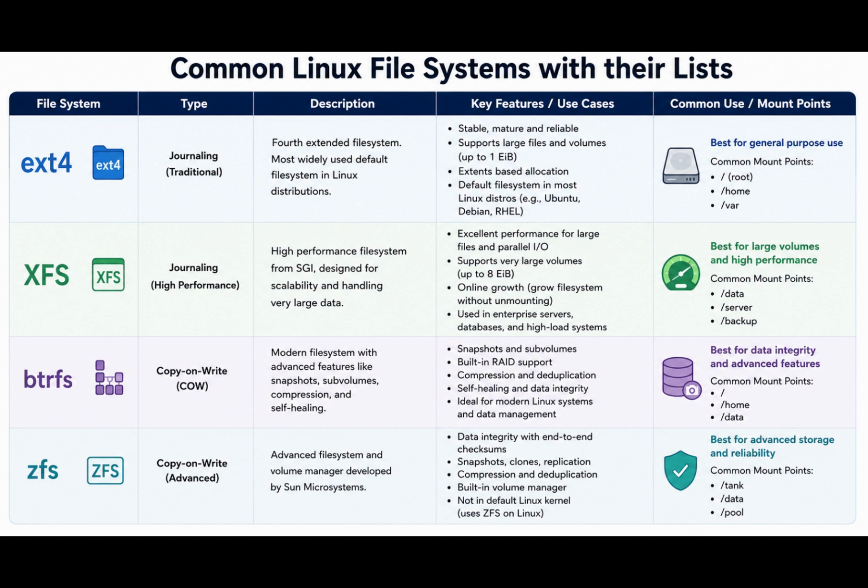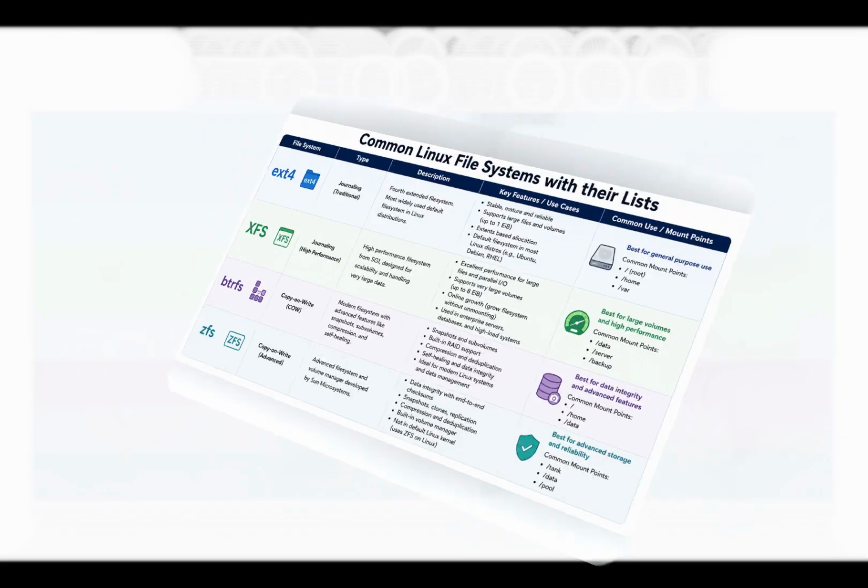Btrfs. Btrfs is a modern Linux file system that includes advanced storage features. Features include snapshots, compression, data integrity checks, storage pooling. ZFS. ZFS combines a file system and volume management system into a single solution. Advantages include excellent data integrity, built-in snapshots, storage pooling, advanced enterprise features.